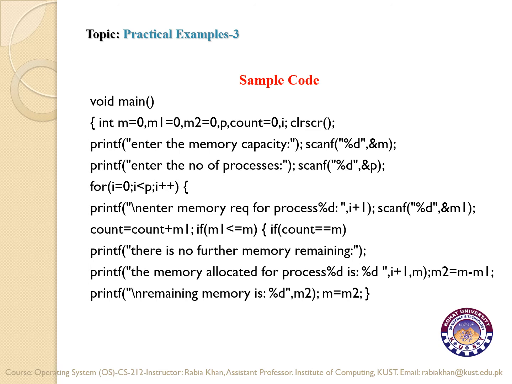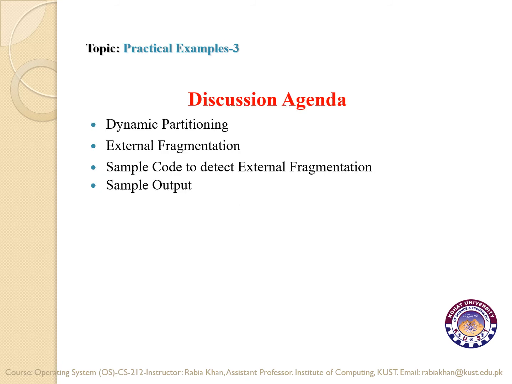This is a code snippet. The complete code can be found in the attached Word document on your KCMS. In this code, we are going to detect the external fragmentation if it is present in main memory, how much there is, and when to apply compaction. Once you run the code, what sample output will you get?